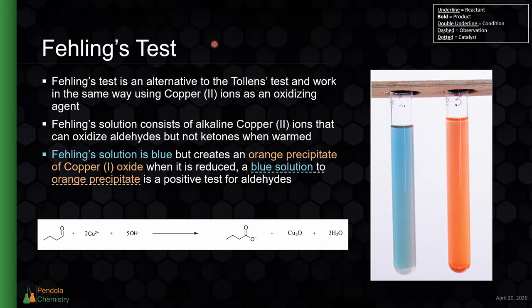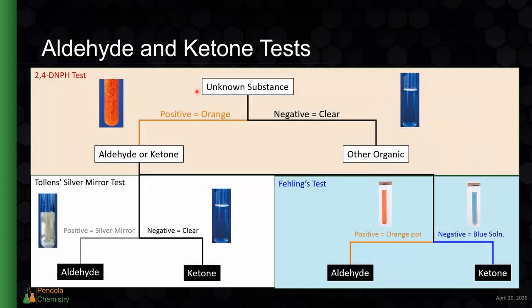So how can we put all three of these tests together? Well, in reality, these tests need to be chained together, because what happens? If you just run a Tollens test and you get a silver mirror, great, you have an aldehyde. But if you get a negative and you get a clear solution, that could be a ketone or any other organic compound. Same thing with Fehling's test. If you run a Fehling's test and you get an orange precipitate, great, you have an aldehyde. But if you get a negative, that could be a ketone or any other compound out there.